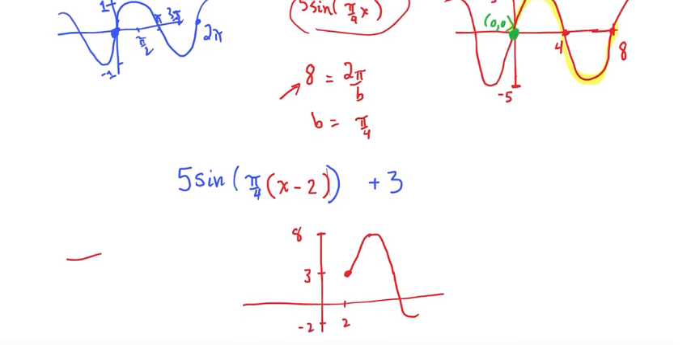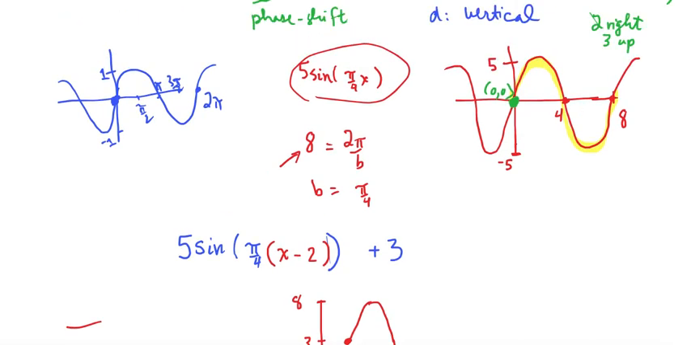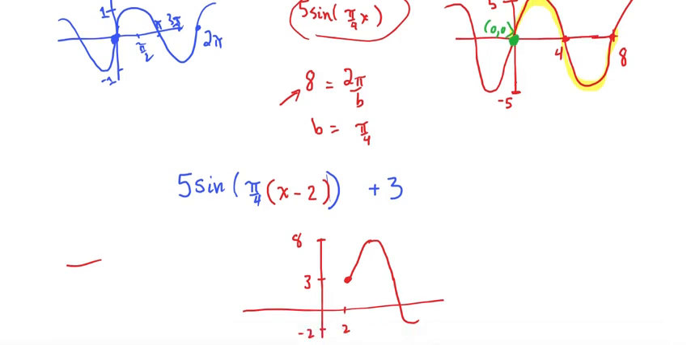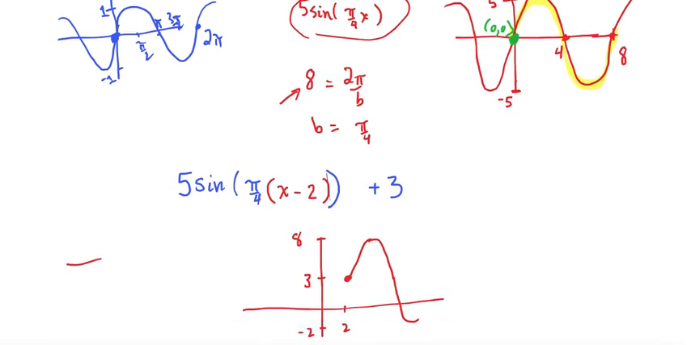So let's see how I got that. The minimum used to be at -5. The maximum used to be at +5. If we shift everything up 3, then the max is 8 and the minimum is -2. And then the wave will look like so.